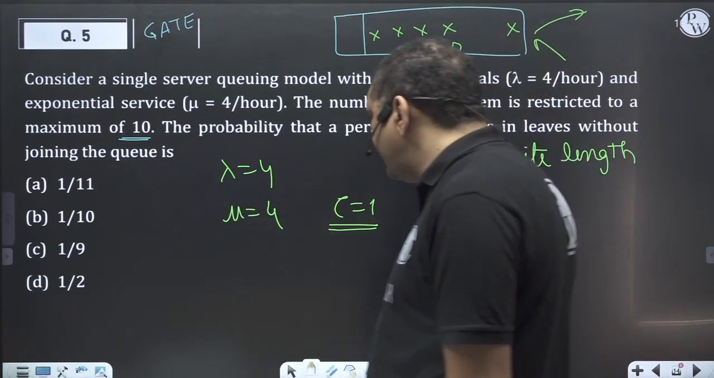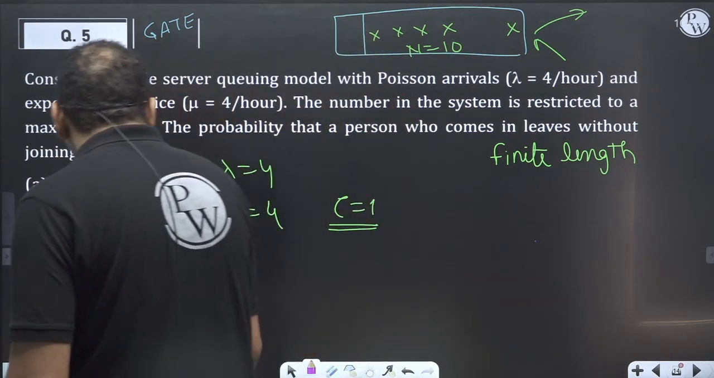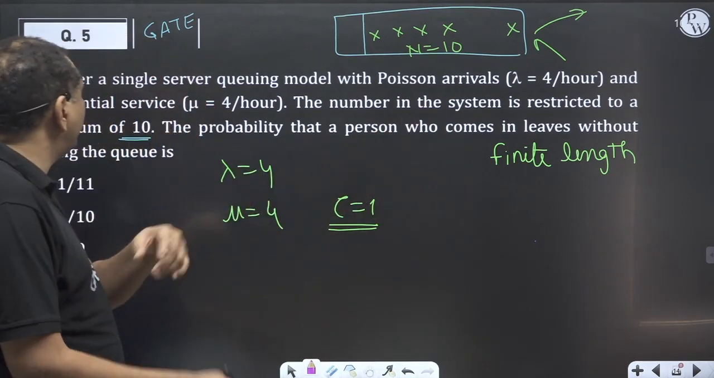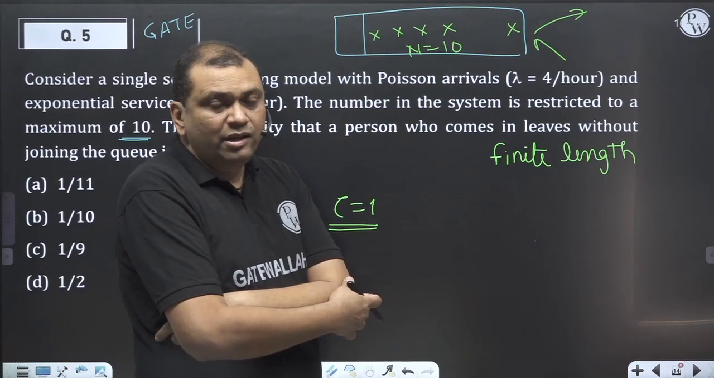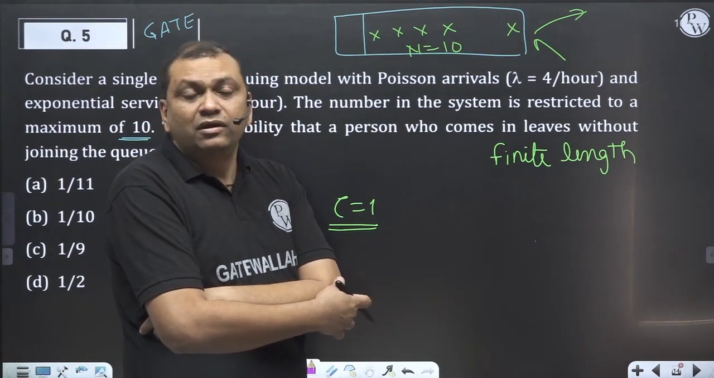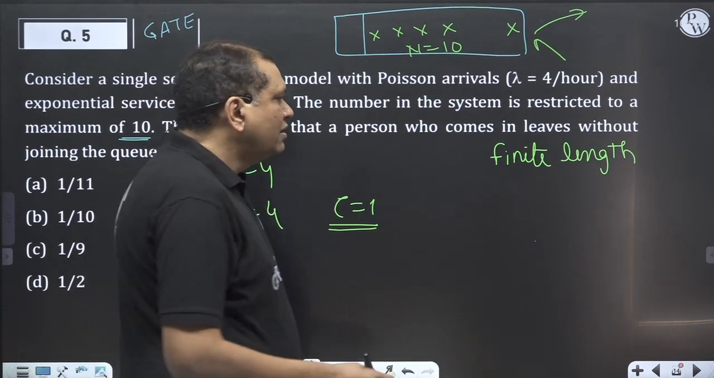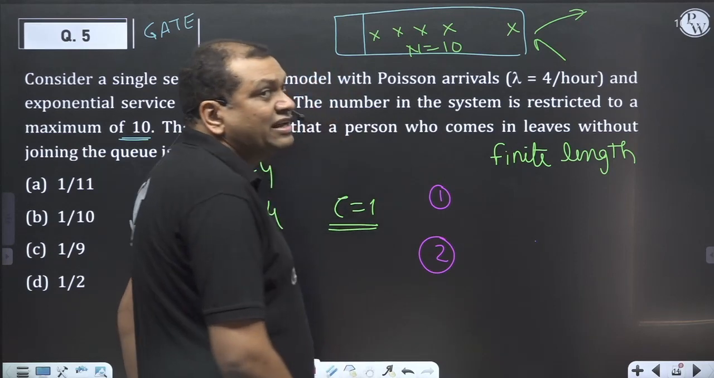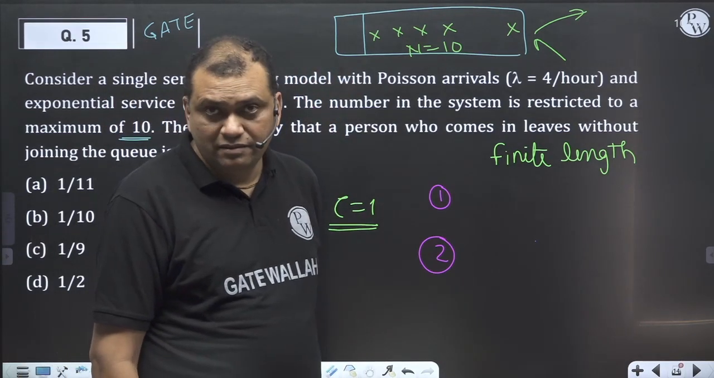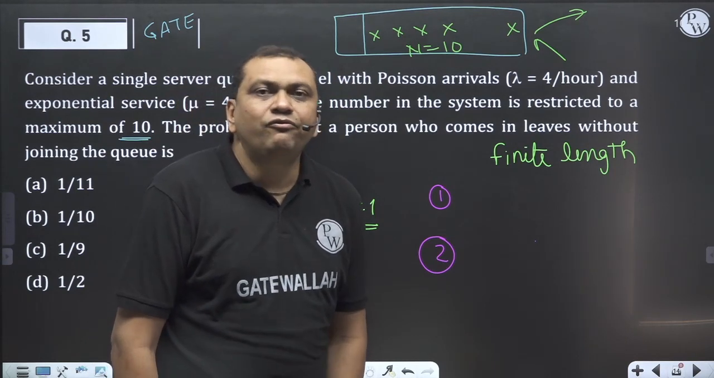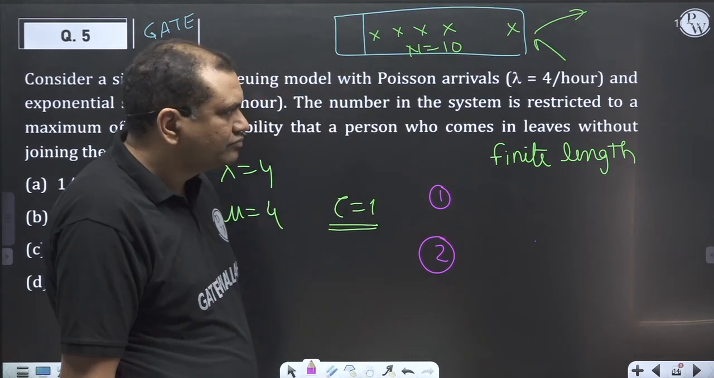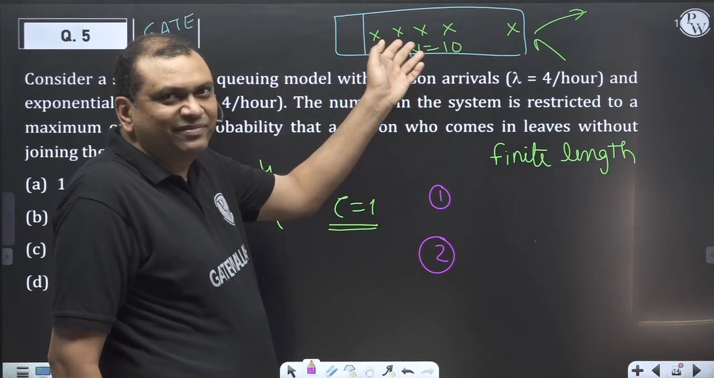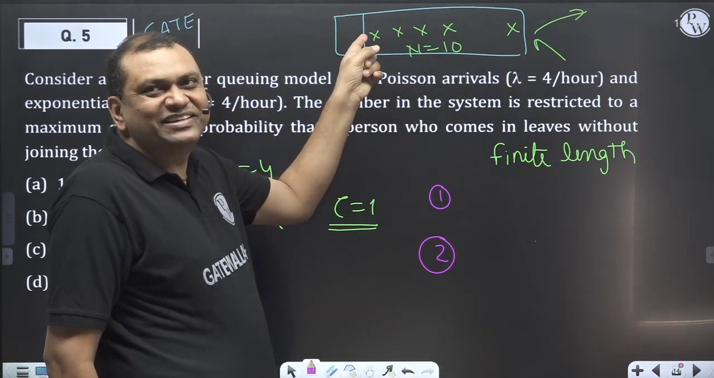So now here the question is, the probability that a person who comes and leaves without joining the queue. This can be interpreted in two ways, and in both the ways the answer will come out to be the same. First is, he finds that there is nobody in the system, so he directly gets into the facility.